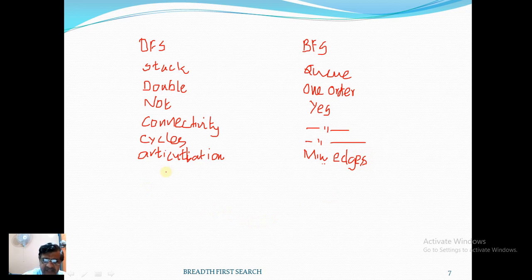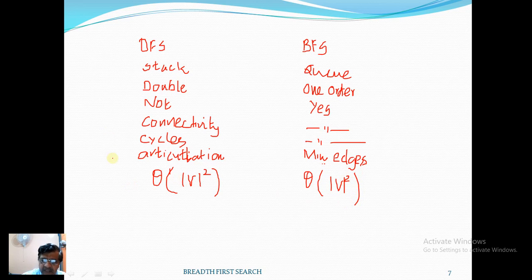As far as complexity is concerned, it falls under big theta of cardinality of the vertex set whole square. So it's a quadratic complexity. Cardinality is the number of vertices present in the graph. The same complexity holds good even for BFS. So it is V square.